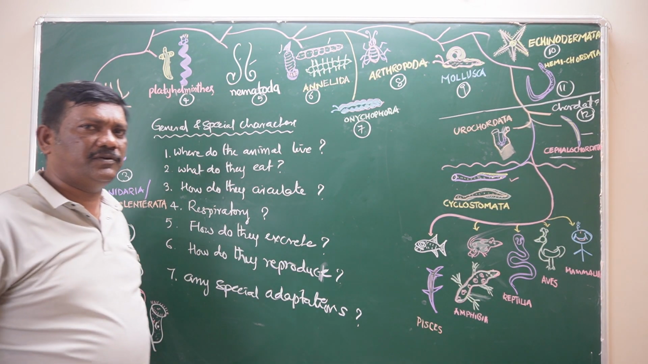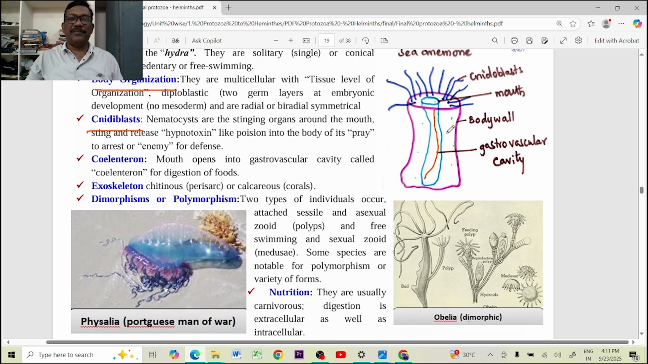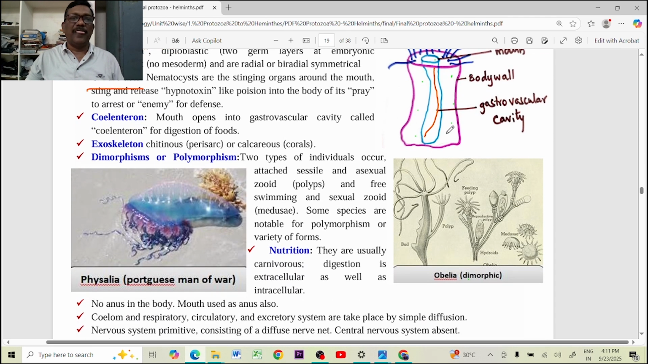Then we will discuss the development in these animals. The presence of nidoblasts: nidoblasts are stinging organs to arrest the prey by releasing some hypnotoxin after stinging, or they can make the enemy run away from there by stinging and releasing the hypnotoxin.